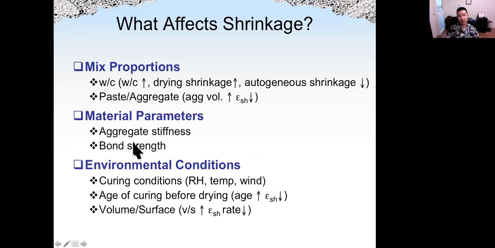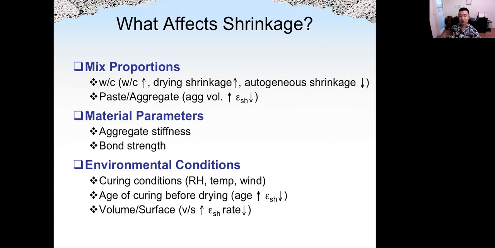So in summary, what will affect shrinkage of concrete? Many factors. For water cement ratio, if we increase the water cement ratio, drying shrinkage will increase because we have more water. Also the permeability of concrete is higher, so water will be easy to evaporate, so we're going to have a higher drying shrinkage. But autogenous shrinkage will be lower because we have less self-desiccation.